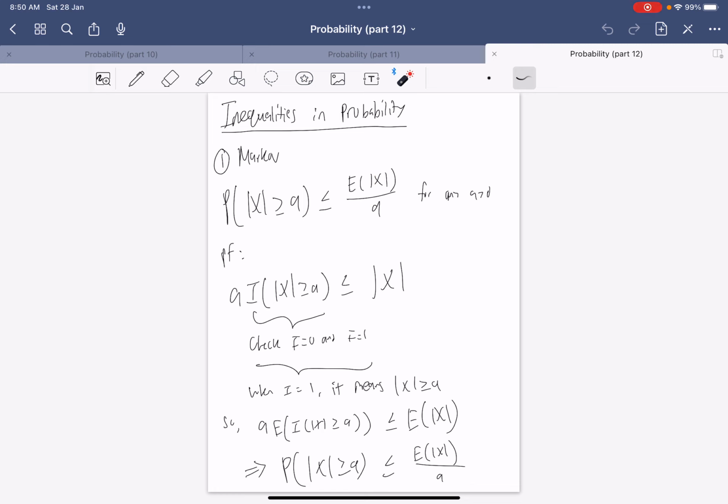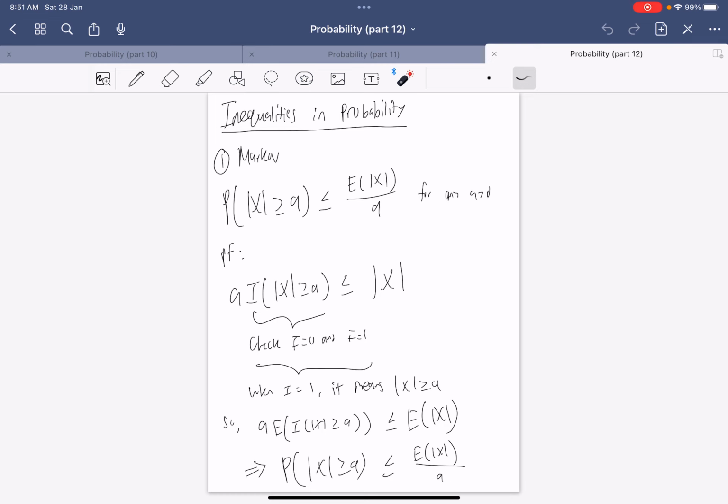How do you prove it? First we see that the following result holds true: A times the indicator random variable is less than or equal to the absolute value of X. Why? If I equals 0, this holds because this side is 0. And if I equals 1, it means that X is larger than or equal to A, so A is less than or equal to X. And so it holds because this preserves in either case.